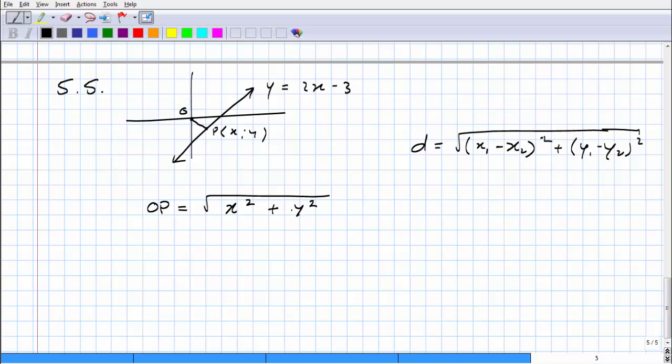Can we write this in a way that leaves only x's or only y's? Well, of course. We know what the y value is. That y value is equal to 2x minus 3. I mean, that's what the original equation was. So we substitute that in, and we see we get x squared plus (2x minus 3) squared.